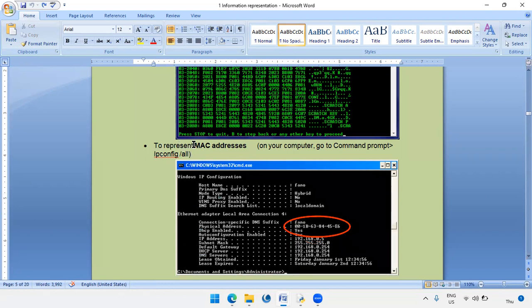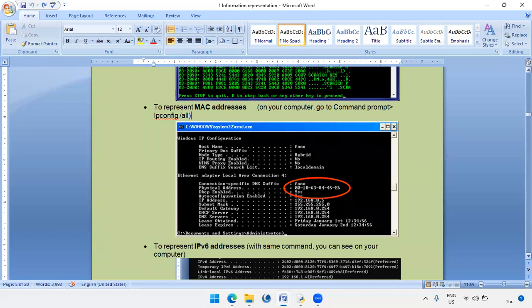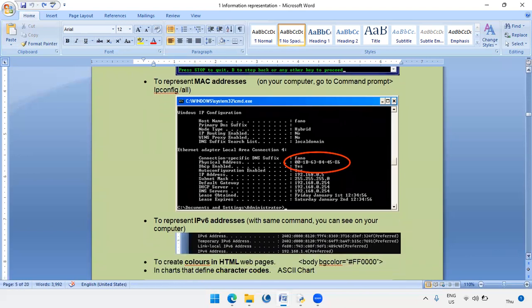Hexadecimal is also used to represent MAC addresses. A MAC address is a physical address which doesn't change. Even if you take your PC abroad, it will not change, unlike the IP address. An IP address can change even at home from time to time. You will learn later about dynamic IP addresses and static IP addresses. But this is a physical address. You can find out on your computer by going to the command prompt and issuing the command ipconfig /all. You will get this screen. So the first one is memory dump, the second one is MAC address.